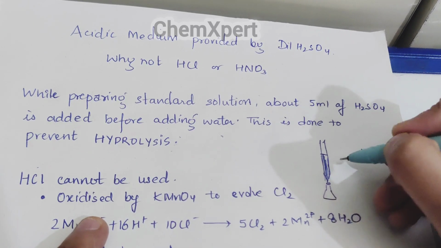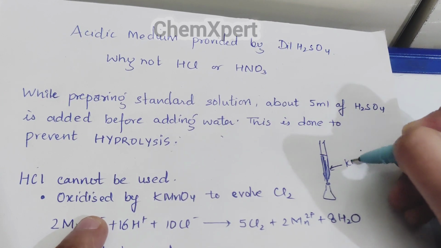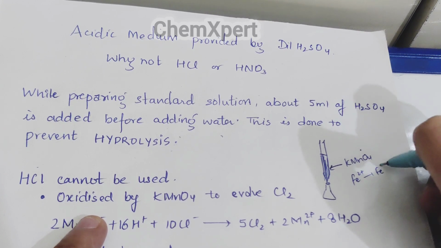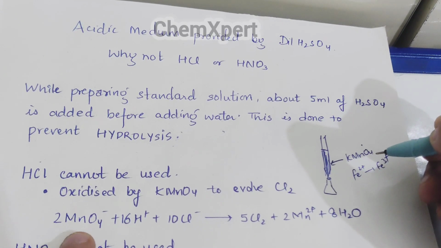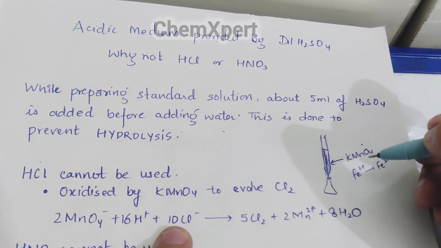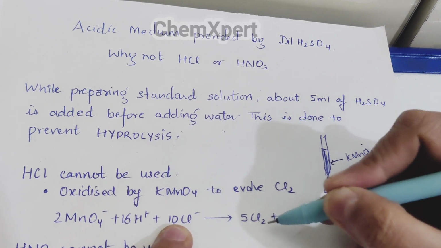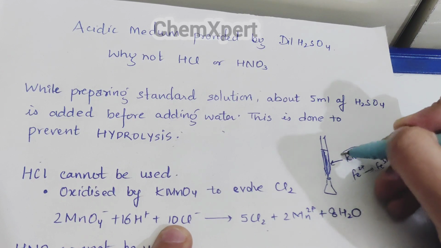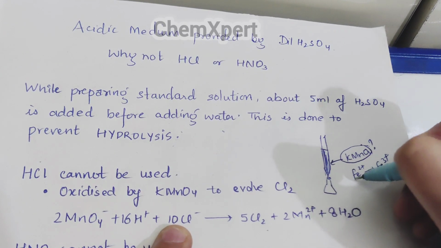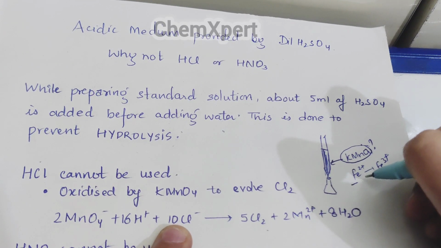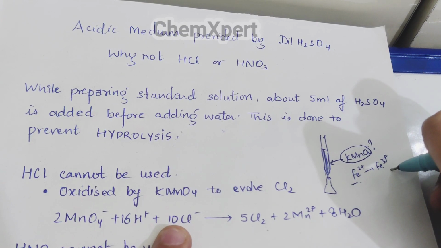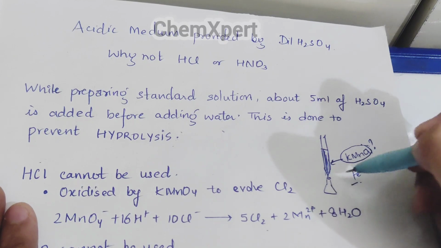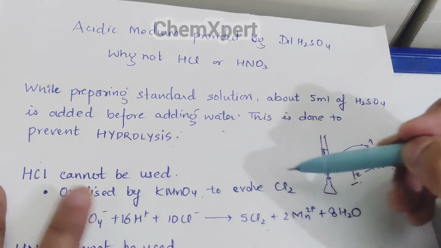So which means the KMnO4 which is initially used to oxidize Fe2 plus to Fe3 plus is also oxidizing chloride ions into Cl2, which means we cannot get the accurate reading of the amount of KMnO4 used in the change from Fe2 plus to Fe3 plus. So that is why HCl cannot be used. Why? Because it is oxidized by KMnO4 to Cl2.